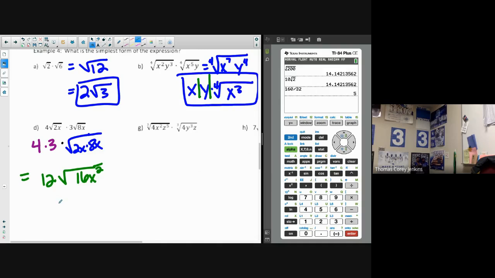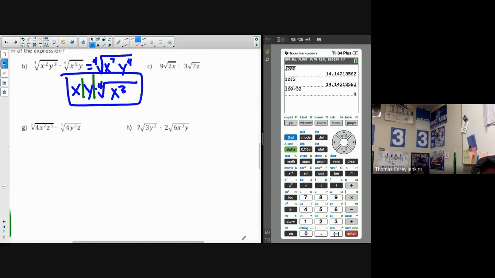So we have 12 times the square root of 16, which is 4. And then the square root of x squared is x. So it looks like the even, odd rule is going to apply here. And then we just simplify. So 12 times 4 is 48. And then don't forget your even, odd rule. So 48 times the absolute value of x. Okay, and then let's do one more where we have those kind of coefficients out front. So I'll leave G for you and try H.